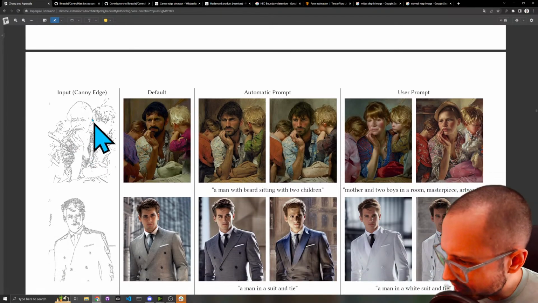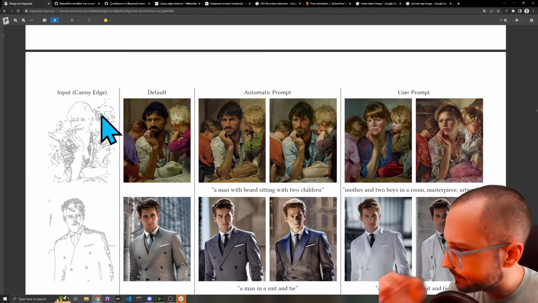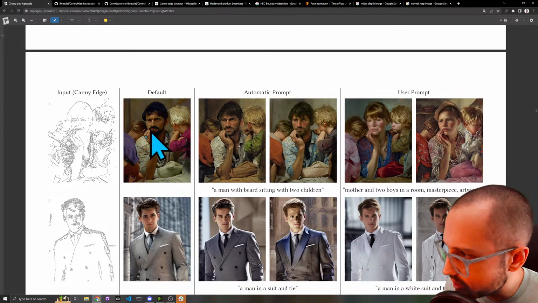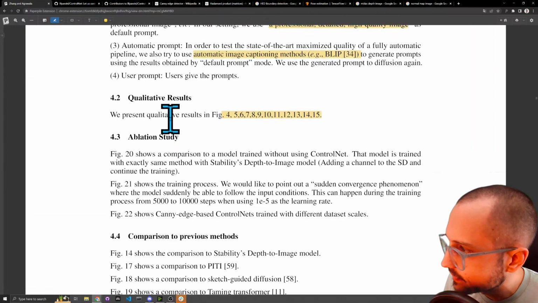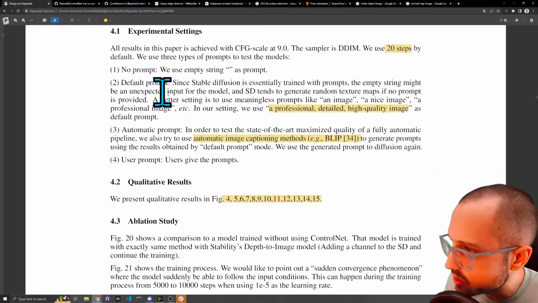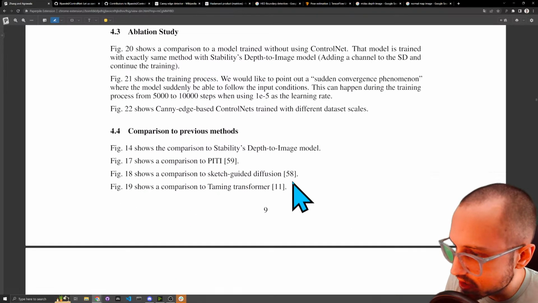So here the input context is a Canny edge image. So we have this image here. I think the original image is of a woman in the Great Depression. So default is with no prompt, I think, right? No, default is just a professional, detailed, high-quality image.